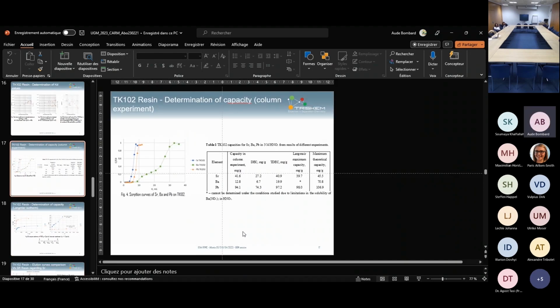So there was also interest in determining the capacity of this resin, and what has been determined is that the capacity of the TK102 resin for strontium is around 40 milligram of strontium per gram. For the barium, it's a bit complicated because there was some limitation on the solubility, so it's not so clear what the capacity is, but on the column experiment, it was around 12-13 milligram barium. And for the lead, it's around 95 milligram lead per gram of resin. So it's very interesting. And as for the strontium, it's higher than it was on the strontium resin.